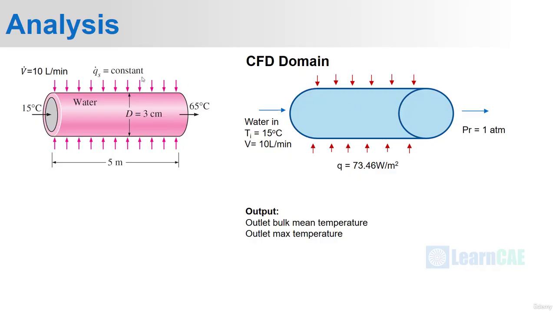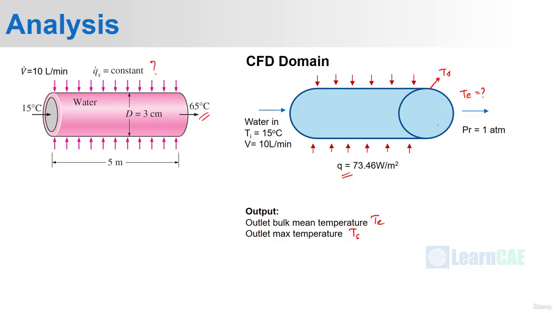Please note that in the problem they have given the exit temperature and asked what will be the heat flux. But in our case, we will be giving the heat flux and we will be finding out what will be the exit temperature, because we cannot specify the exit temperature in CFD and evaluate the net heat flux. It will be an iterative process. So we will specify the Q value and find out the exit temperature. Therefore, the output will be exit mean temperature, that is TE, and exit max temperature, that is TS. So TS will be present at the casing and TE will be the mean temperature at the exit.